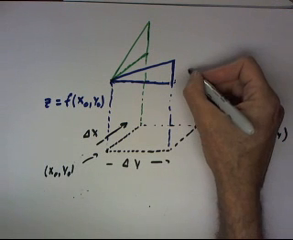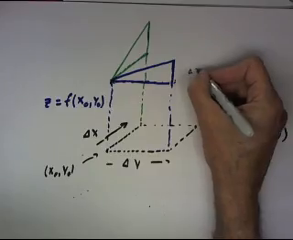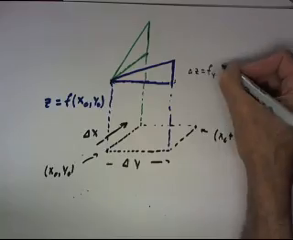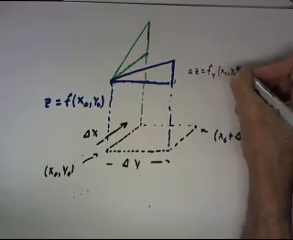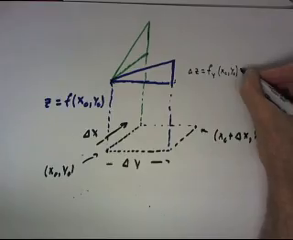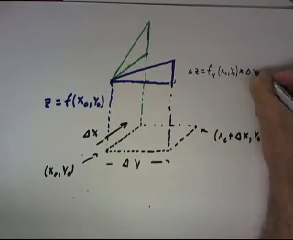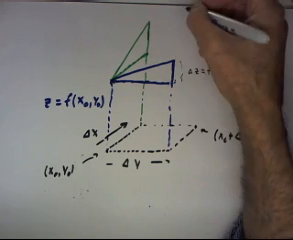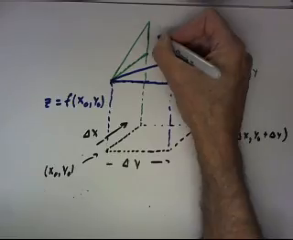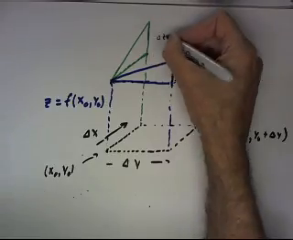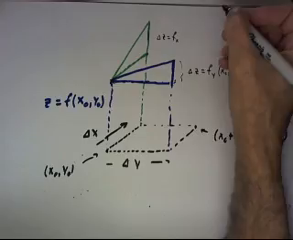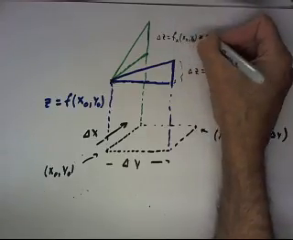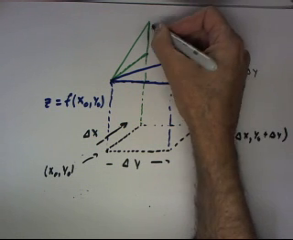This change is equal to the value of the y derivative evaluated at x naught, y naught of our function f times delta y, and back here we have a delta z equal to the x derivative evaluated at x naught, y naught times delta x.